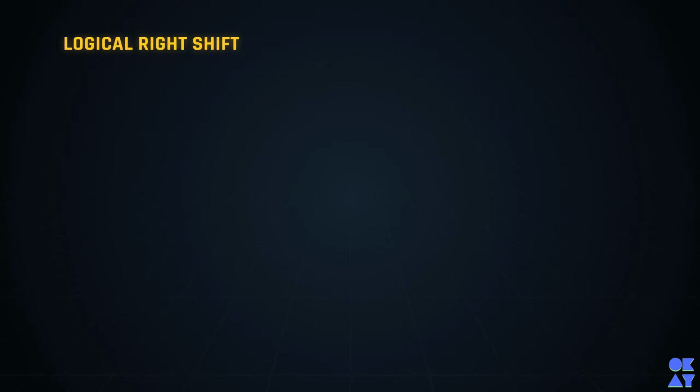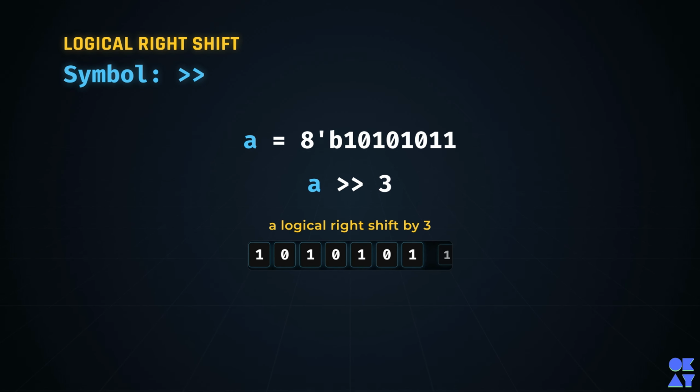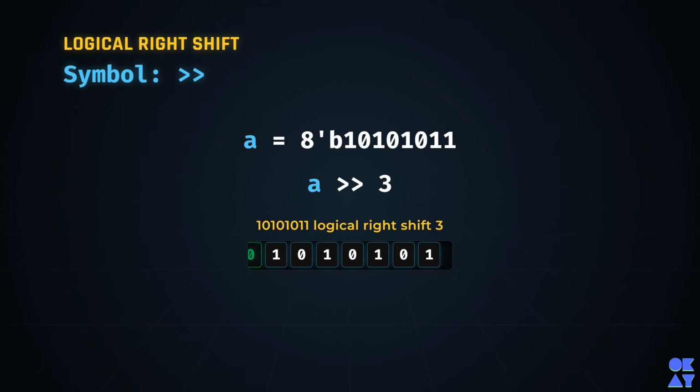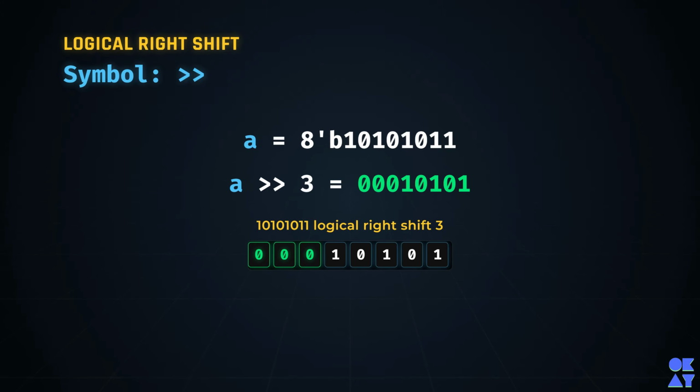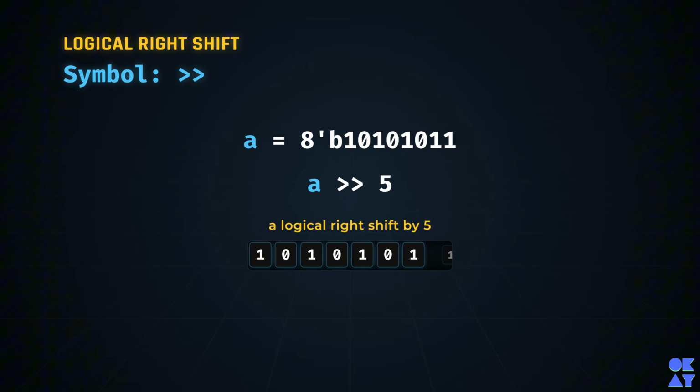Logical right shift. Symbol is double greater than. In this, the bits are moved towards the right by a particular number, and empty bit places created on the left side are filled with zeros. Example: A equals 7'b10101111. Let's shift it by 3. A logical right shift by 3 of 10101011 is 0001111. Now let's shift by 5. A logical right shift by 5.